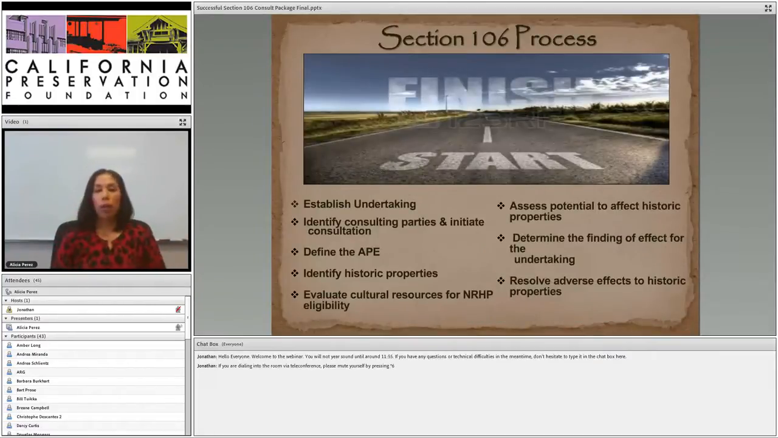So this is kind of a bulleted outline of what the Section 106 process entails. Once the federal agency has determined that their action is an undertaking that has the potential to affect historic properties, the Section 106 process begins. One of the first steps in this process is for the agency to identify consulting parties and initiate consultation. I just wanted to make the point here that consultation starts early in the process and is also part of the process throughout each of the other steps in Section 106.